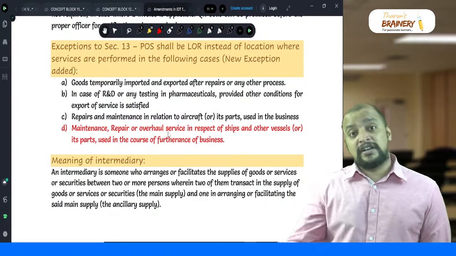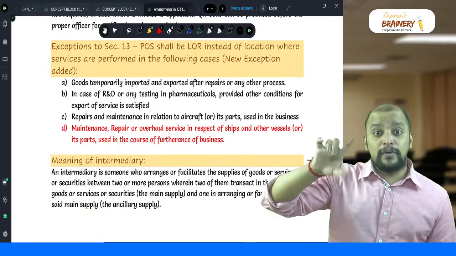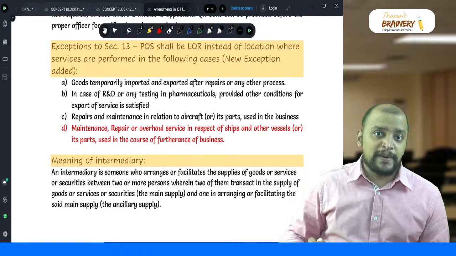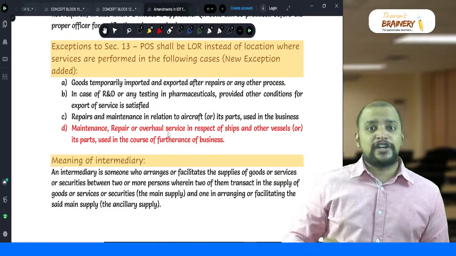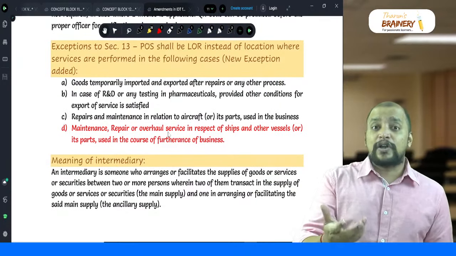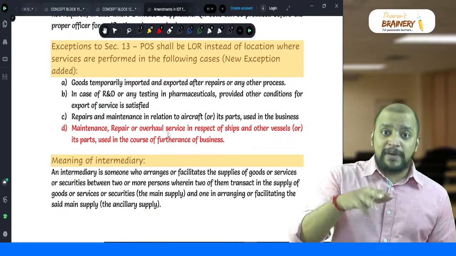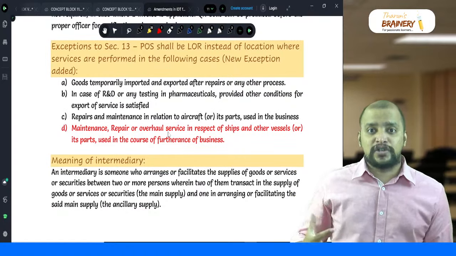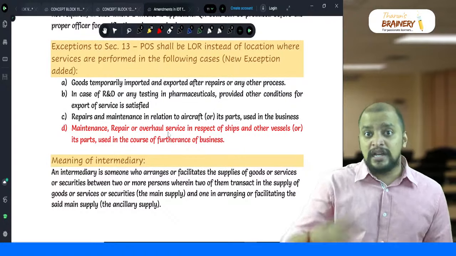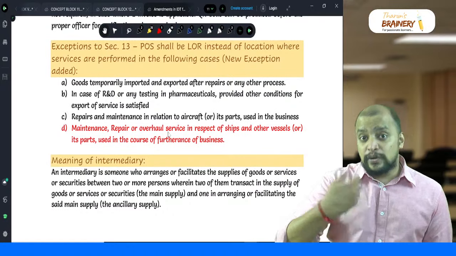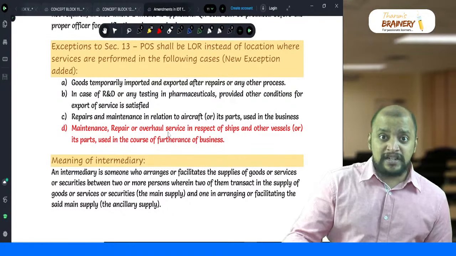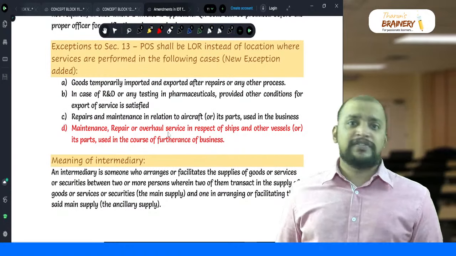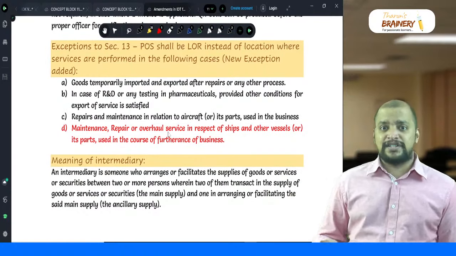And we have already 3 exceptions. Number 1, if goods are temporarily imported for carrying out repairs and exported after repairs, then it is not the location where services are actually performed. It is the location of recipient. Same way for repairs or any other process. Second exception is that if a drug manufacturer or a pharmaceutical industry or a laboratory is importing drugs and carrying out tests on the drugs and thereafter sends a report, in that case also it is the location of recipient. All these are performance-based services in relation to goods.